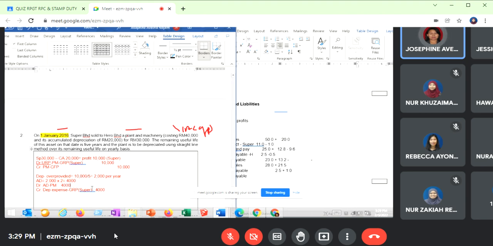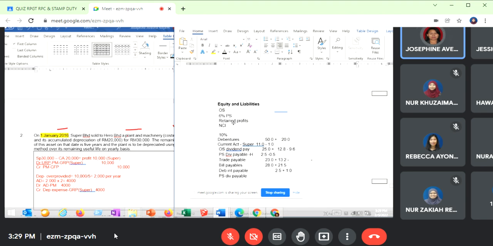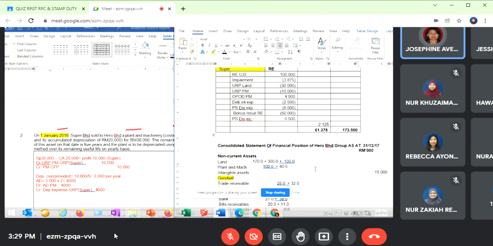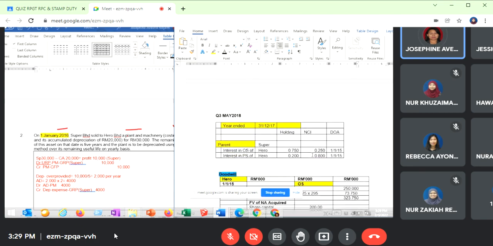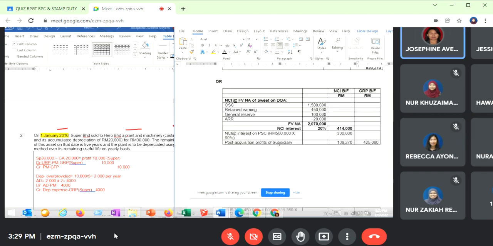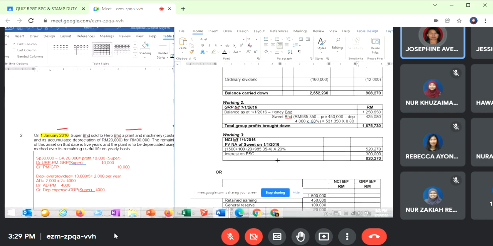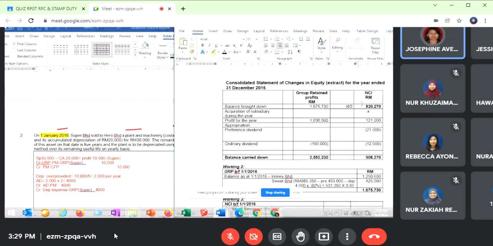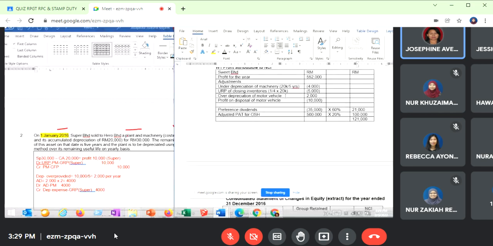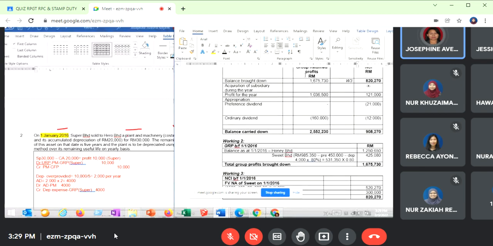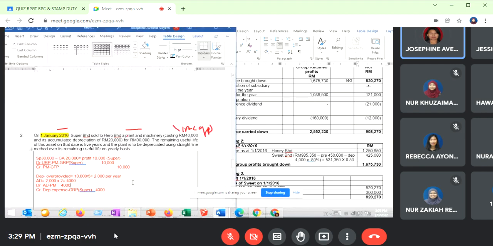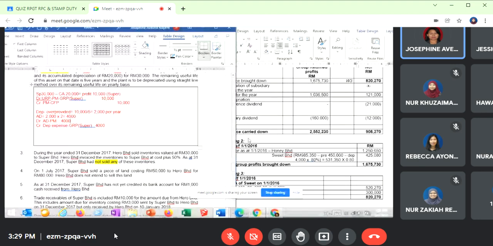So if we are preparing the statement of financial position, we don't have to bother about brought forward and profit for the year. When you are preparing the statement of profit or loss, then you will have to be more concerned, because only the expense that is incurred during the current year will go to the statement of profit or loss. If it's incurred in the previous year, it will affect the brought forward retained profit.